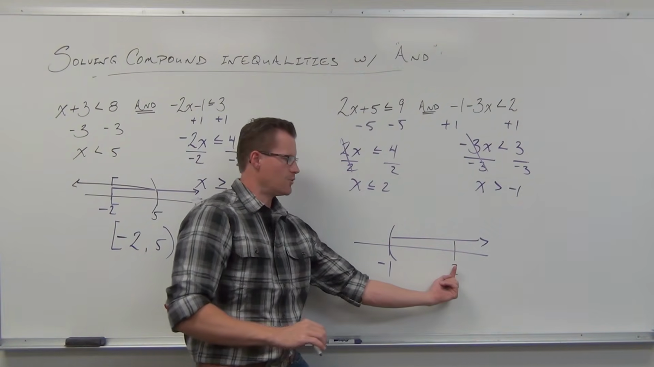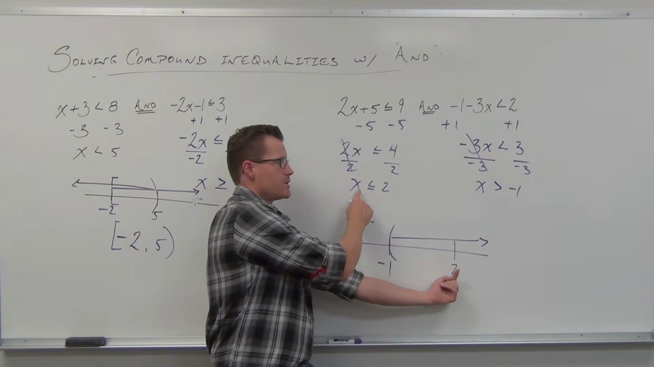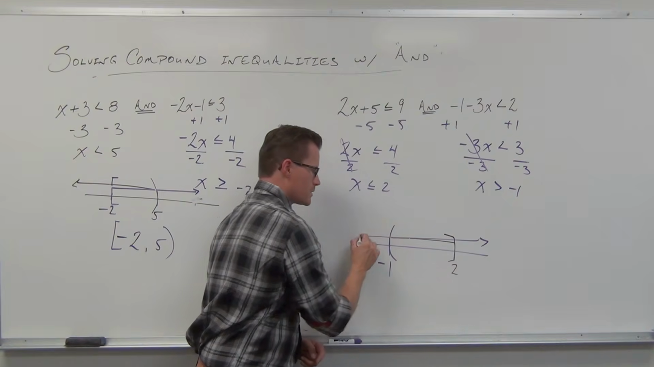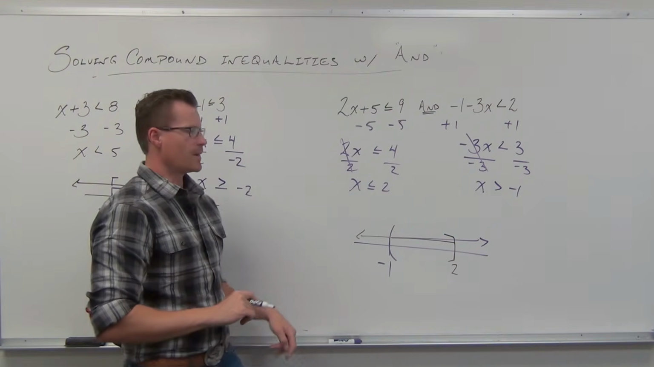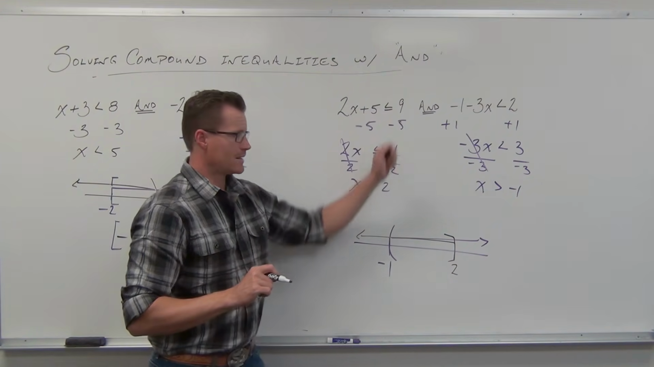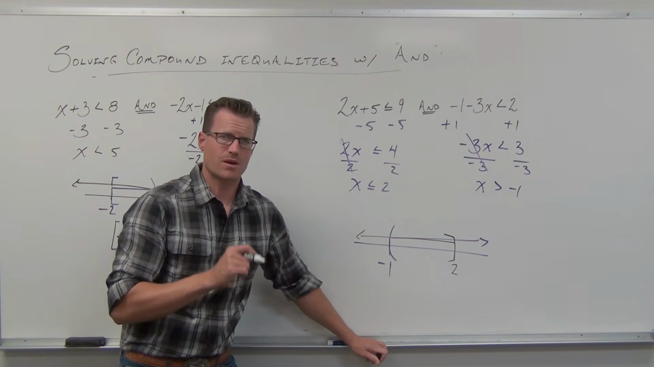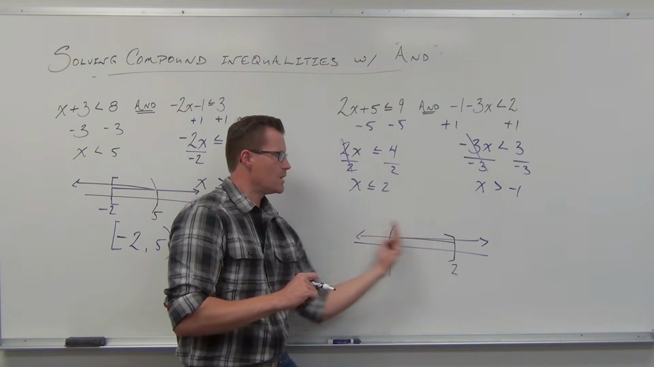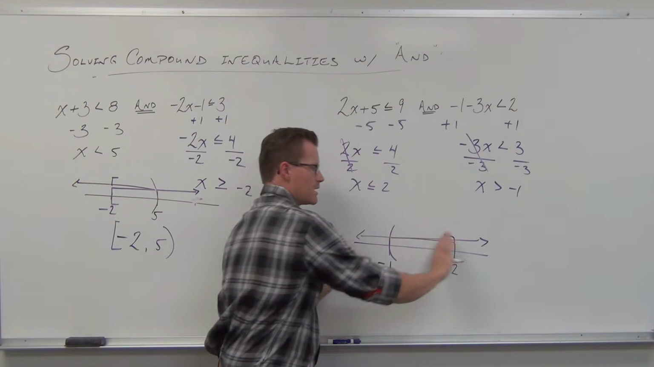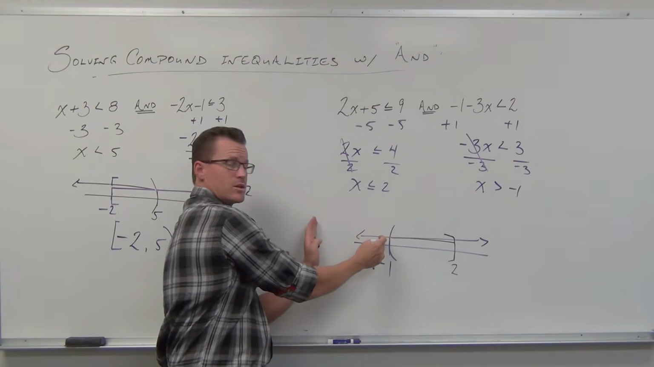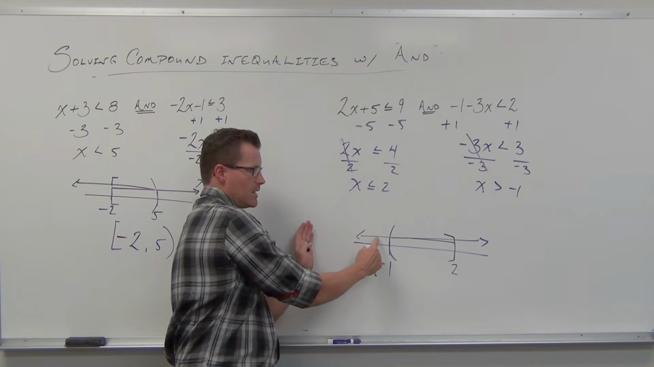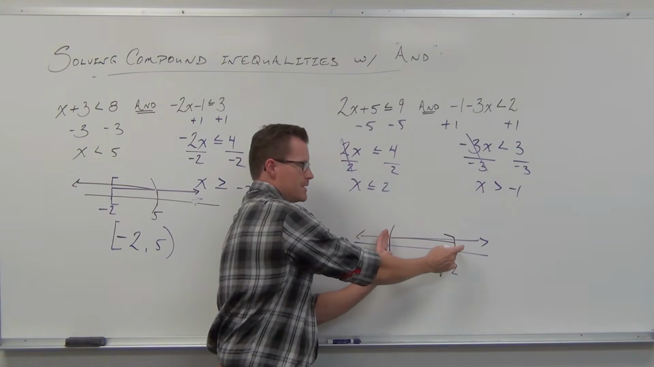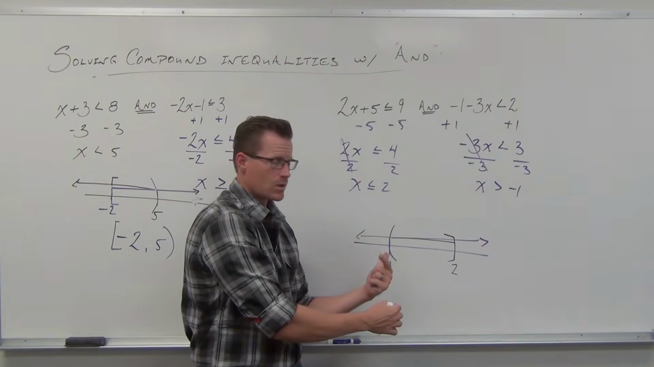2 is to the right of -1, but this is asking for all the numbers less than or equal to 2. Less than or equal to 2 is this way. The overlap for the word and is what we're looking for. We're looking for all the numbers that satisfy both this one and this one, that are both less than or equal to 2 and at the same time greater than -1. Well, that eliminates a whole bunch over here. These numbers are just less than 2. These numbers are greater than -1. These numbers are both less than 2 and greater than -1.